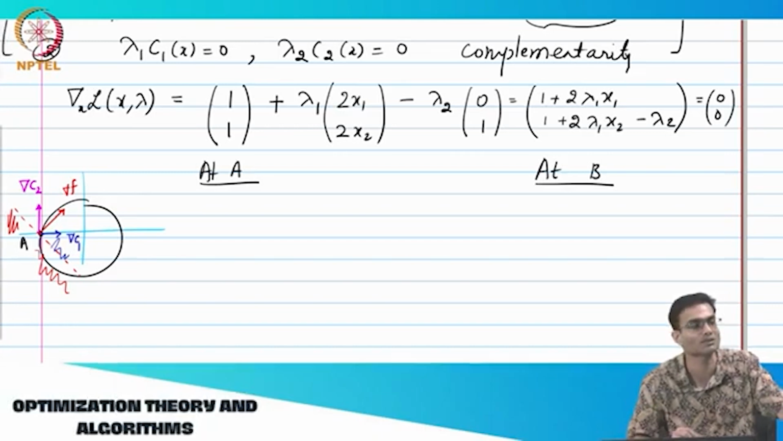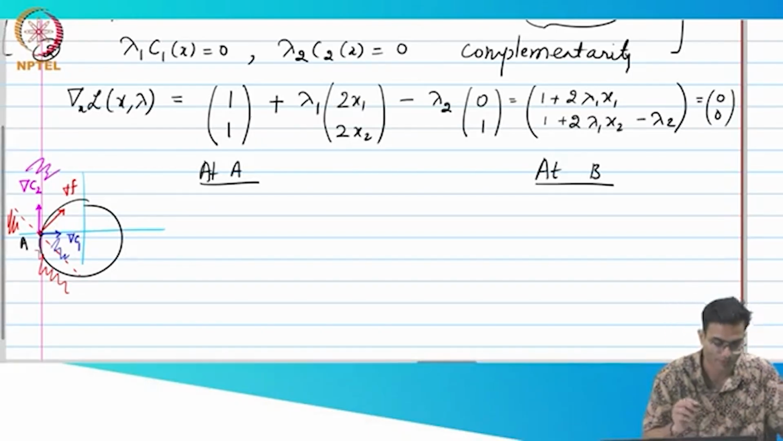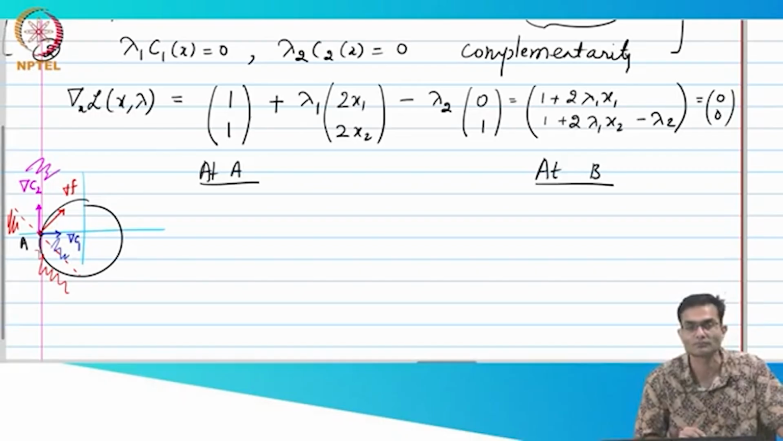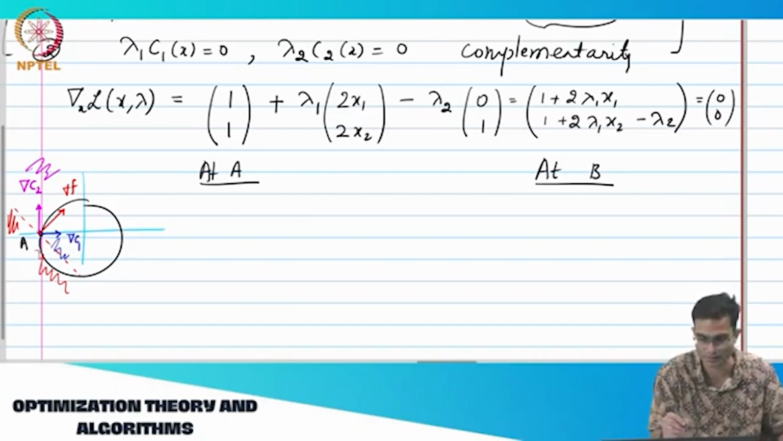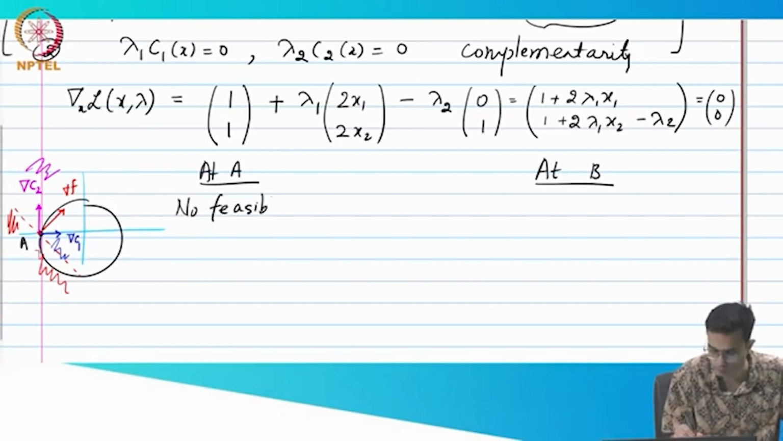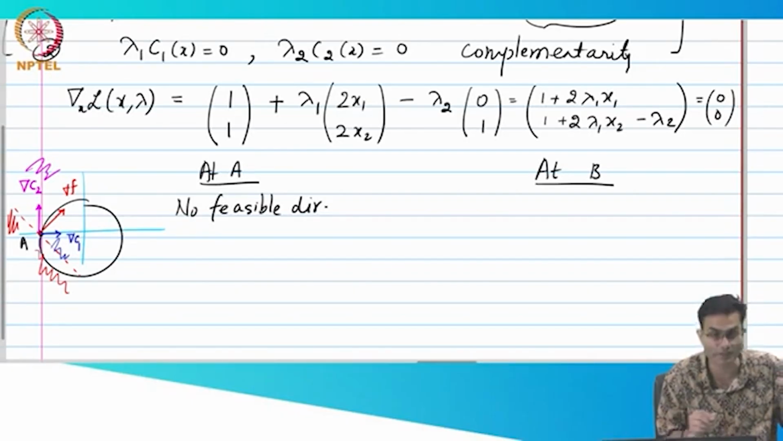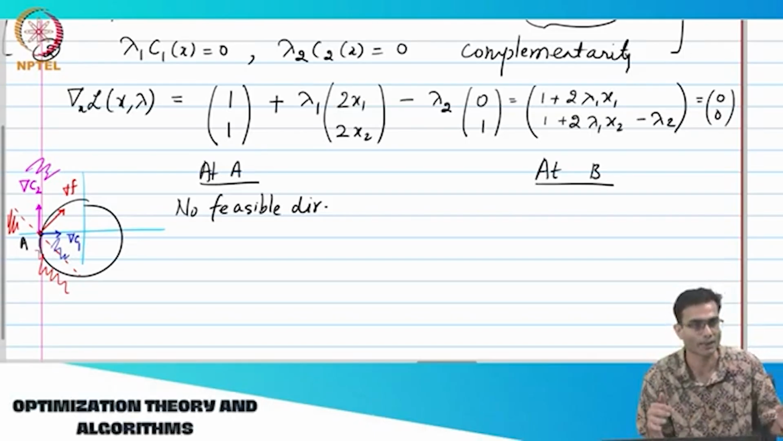Grad C2 transpose D should be greater than or equal to 0. That gives me which region? The top half, right? So it gives me this region. Now, is there any intersection? There is no intersection. So, looking at the analysis that we did of the set of feasible directions, we can conclude there is no feasible direction. Now, let us see if the algebra that we wrote over there captures the same thing.